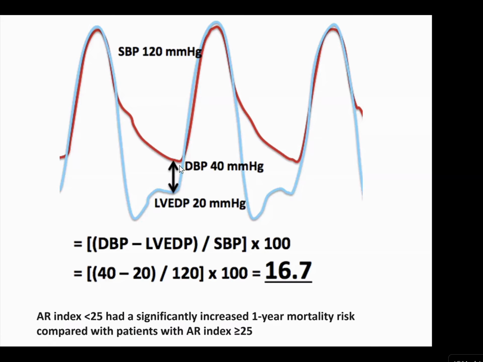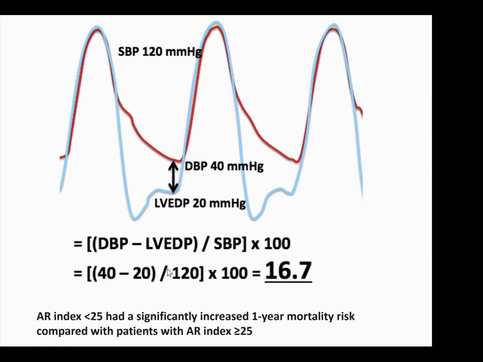Here is what we saw in the previous trace: the diastolic blood pressure is going down. In our previous case, the diastolic blood pressure and the LVEDP are almost equal. The more the diastolic pressure goes down, the more will be the severity of the AR. So AR index is diastolic blood pressure minus LVEDP divided by the systolic blood pressure, into 100. So as the diastolic pressure goes down, this value will decrease.